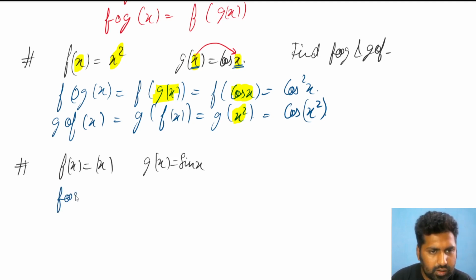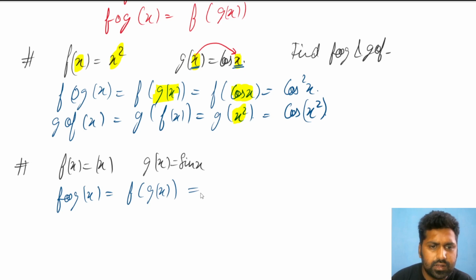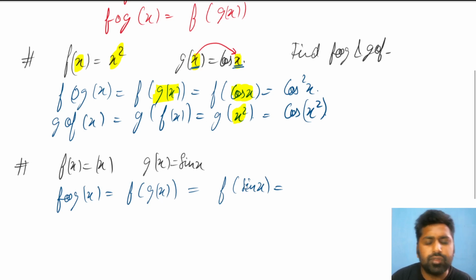So fog x is f of g of x. Start from inside. What is g of x? Sin x. So f of sin x. Now in order to find f of sin x, what do we do? Replace every x with sin x.